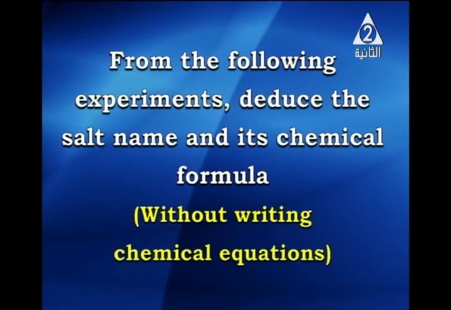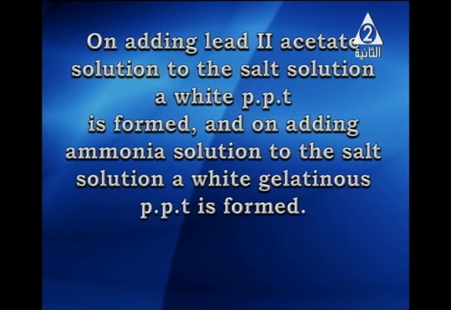Next type of question, my dear students. From the following experiments, deduce the salt name and its chemical formula without writing the chemical equation. On adding lead 2 acetate solution to the salt solution, a white precipitate is formed. And when adding ammonia solution to the salt solution, white gelatinous precipitate is formed. My dear students, we have two experiments here. We are going to test the acidic radical and the basic radical to get the salt.